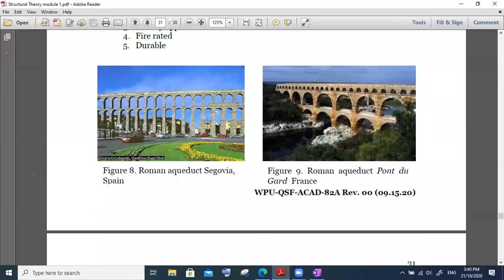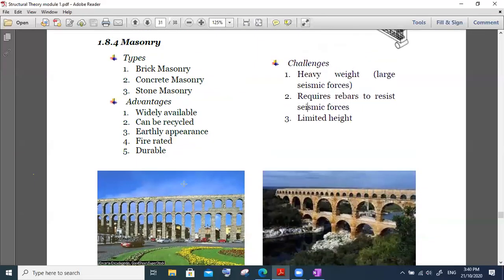So this is a Roman aqueduct in Segovia, Spain, and this one is the Roman aqueduct, the Pont du Gard in France. They are made of masonry.